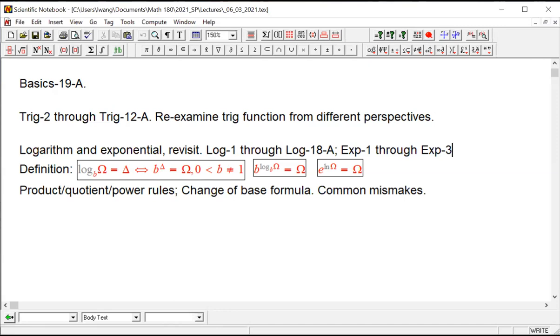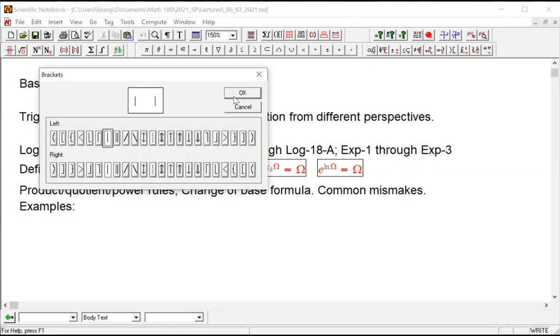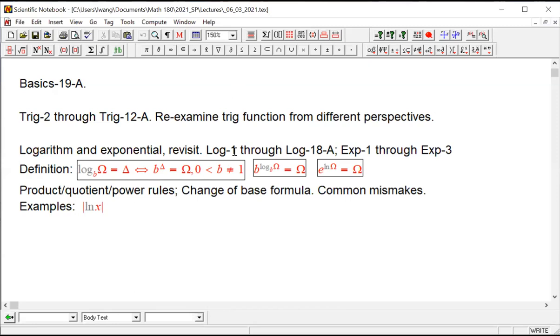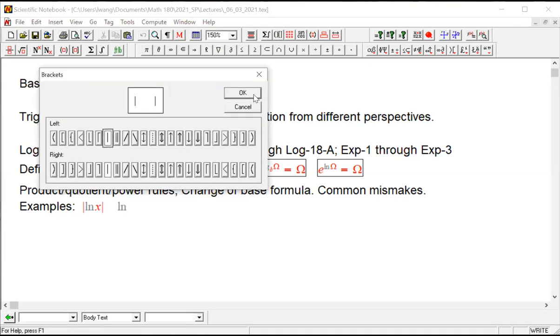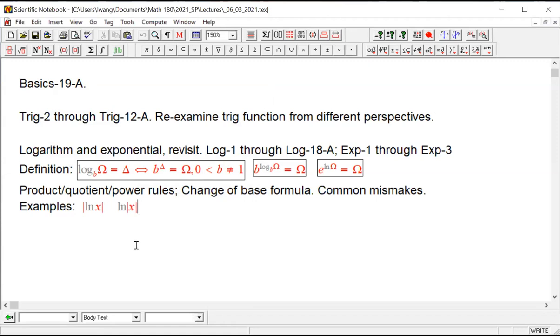We dealt with some of those interesting functions, right? If you look at the absolute value of ln x, some of the examples, we have lots of them. Examples such as the absolute value of ln x, and the other one would be the typical ones, ln of the absolute value of x. What's the difference? And so on and so forth. We did many lectures and so on.